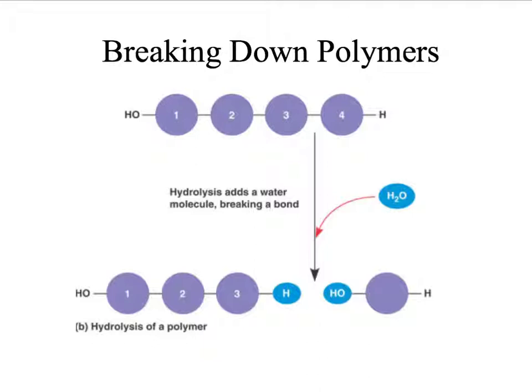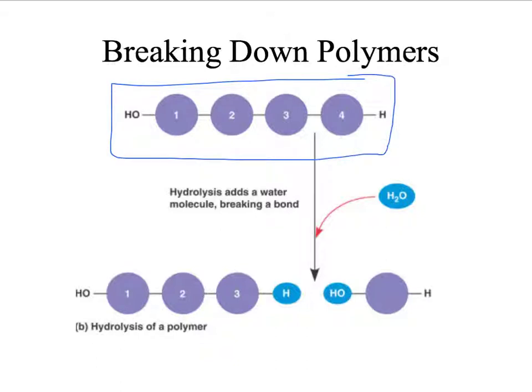The second type of reaction you need to know about is how we break down polymers. How do we take a big, long polymer and break it down into its monomers? This is what you do when you digest food, for example. We're going to start with, again, a big polymer with 4 monomers hooked together. Instead of dehydrating the molecules, this time we're going to go through something called hydrolysis, which is the addition of water. We add water to that molecule, and half of the water goes over here, half goes over here, and it splits off a single monomer.